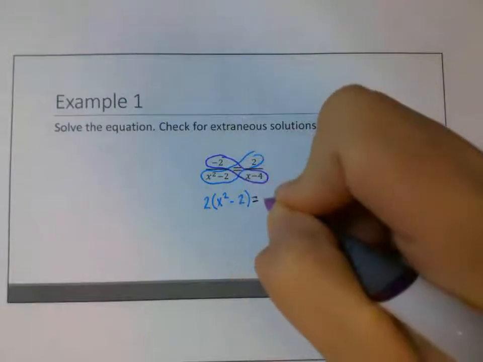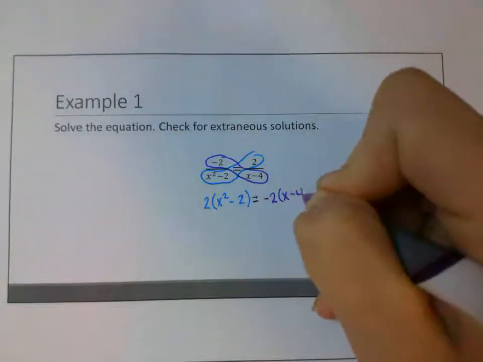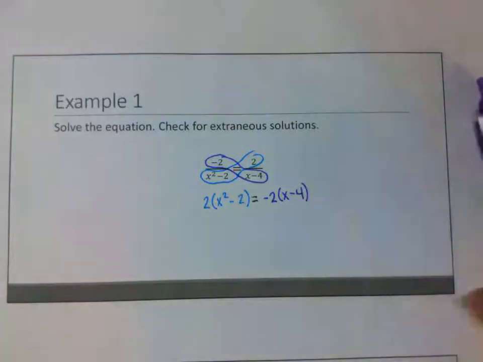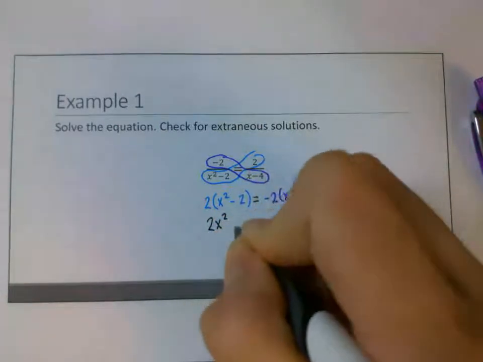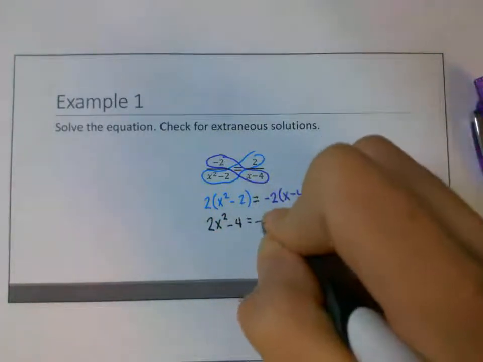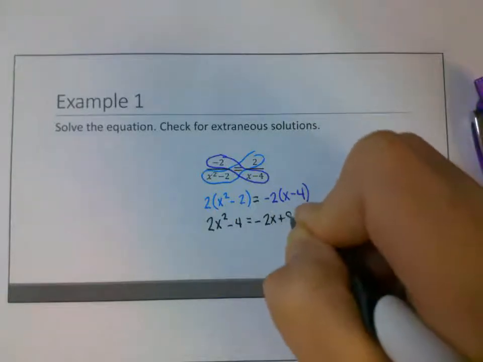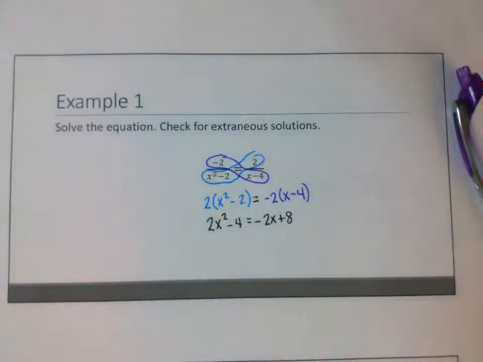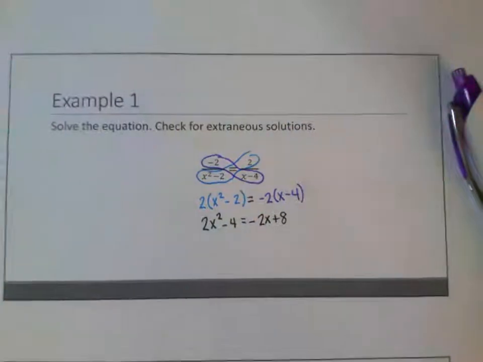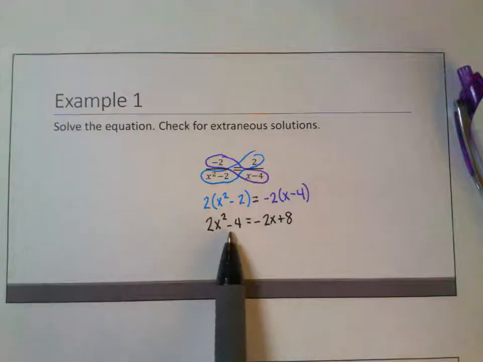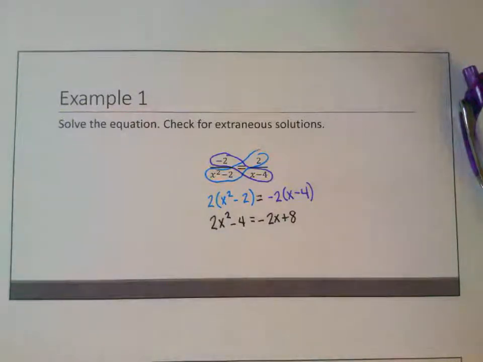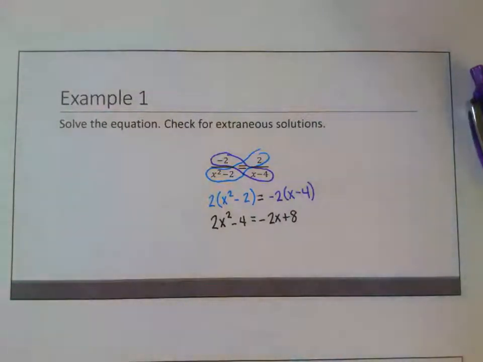And then this one I'm multiplying negative 2 times x minus 4. Well, multiplying all of that out, I'm going to use the distributive property, and I'll get 2x squared minus 4 equals negative 2x plus 8. So when I go to solve this now, I have to think a little bit logically about what my next step should be. What I'm going to do is notice that I have an x squared and an x and a constant, which tells me that I'm going to have to use something quadratic related.